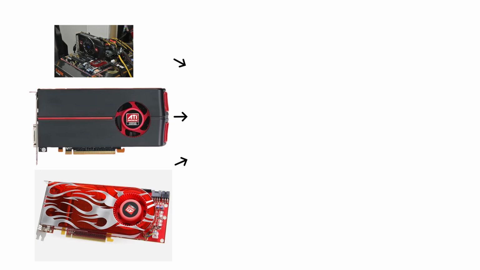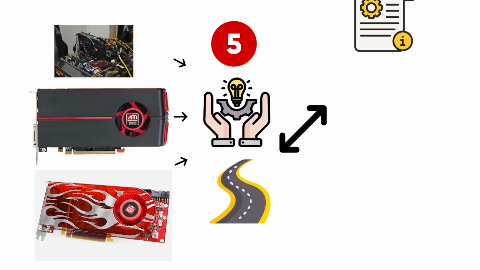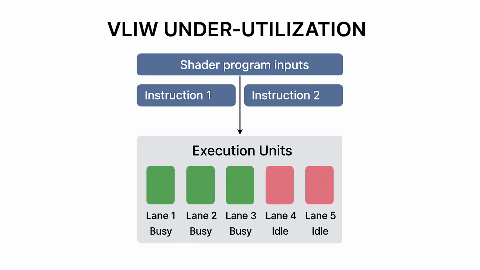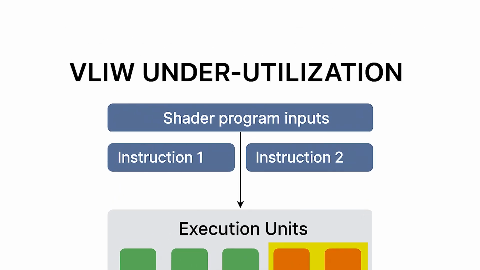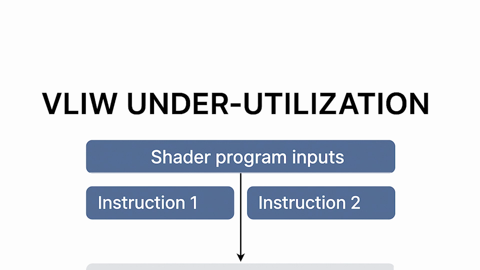Early TeraScale parts used five-way, very long instruction word groups. If a shader program did not have five perfectly independent operations ready at once, some lanes sat idle. That made peak numbers look high, but real programs often left performance on the table due to underutilization.